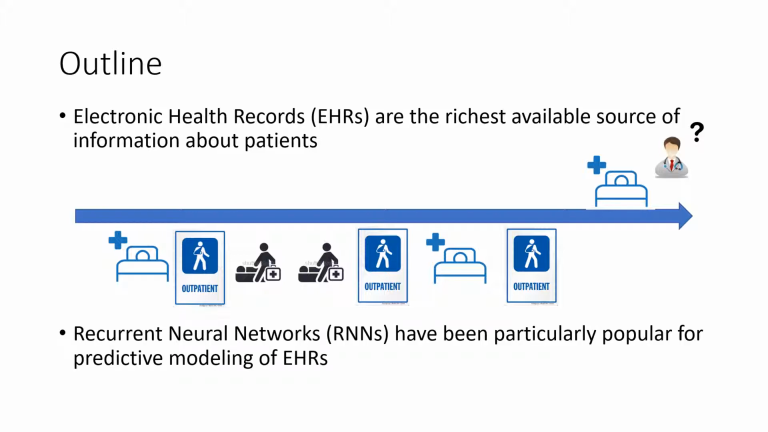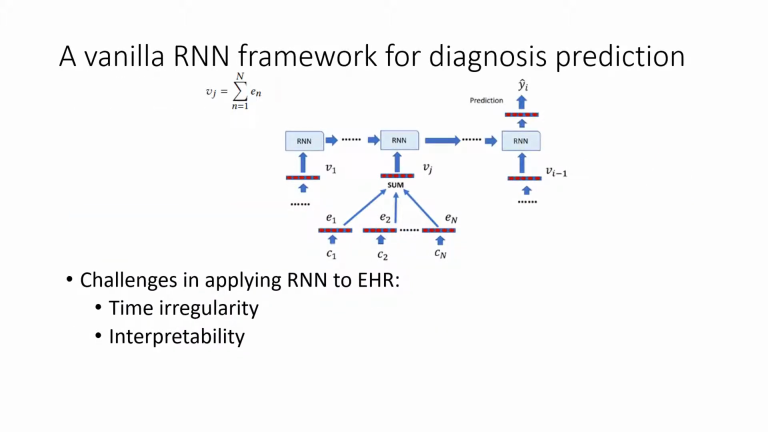Due to the sequential nature of EHR data, recurrent neural network has become very popular for predictive modeling of EHR. This is a vanilla RNN framework for diagnosis prediction. First, we represent each medical code as a low-dimensional vector, which we call medical code embedding. Then we use the sum of embeddings of medical codes occurring in one visit as visit representation and feed it into the recurrent neural network at each time step.